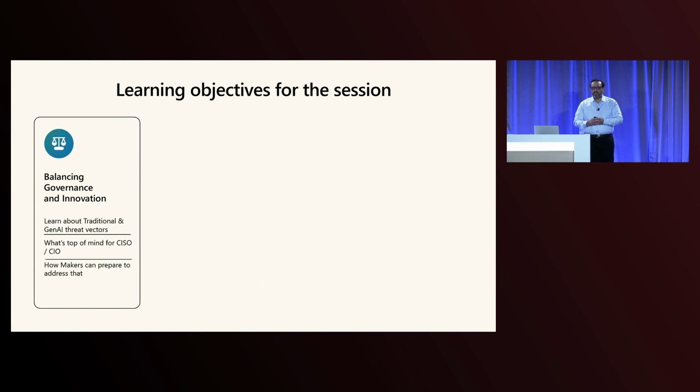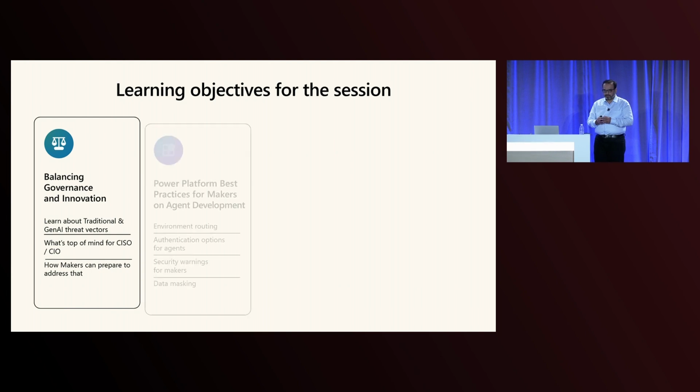If we go to the agenda, first we will talk about what the threat landscape is, what the traditional threat vectors are, and with GenAI, what type of new threats applications and businesses are facing. We'll also talk about what's top of mind for the Chief Information Security Officer or CISO, and as a developer, how we can collaborate with them in actually having security embedded in our solutions.